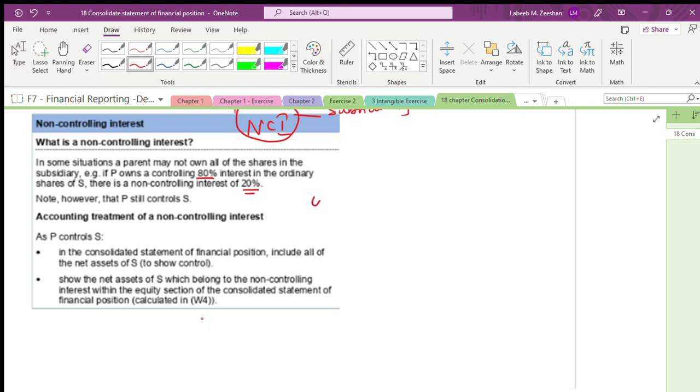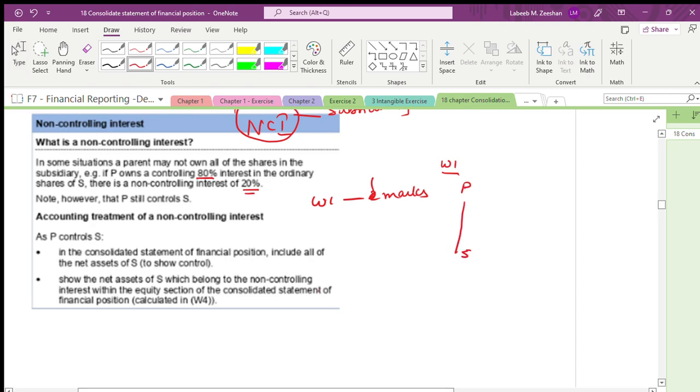Working note 1, just imagine, it will be almost 2 marks. Even if it is not 2 marks, at least they will give you 1 mark, only for what you have to mention in working note 1. You have to say parent company, and write how much it is: 75%, with 1 or 2 sentences of explanation.